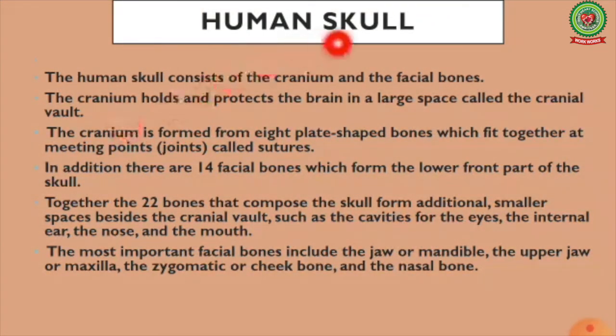Starting with the human skull. The human skull consists of the cranium and the facial bones. The cranium holds and protects the brain in a large space called the cranial vault. The cranium is formed from 8 plate-shaped bones which fit together at meeting points, joints called sutures.